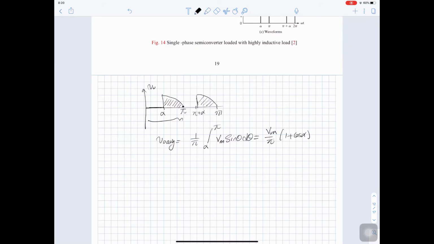Compare this to the fully controlled. So for the fully controlled, we were integrating from alpha to pi plus alpha, which gives us V out average equal to V max over pi cos alpha plus cos alpha, which is 2 V max over pi cos alpha.